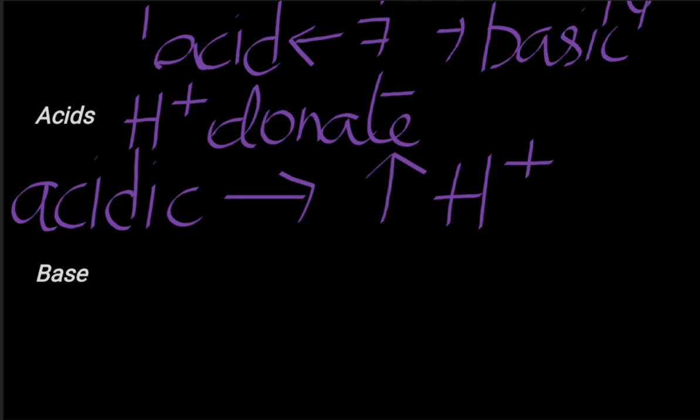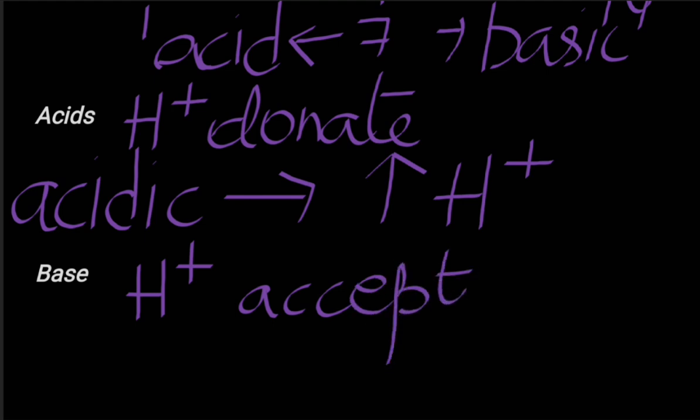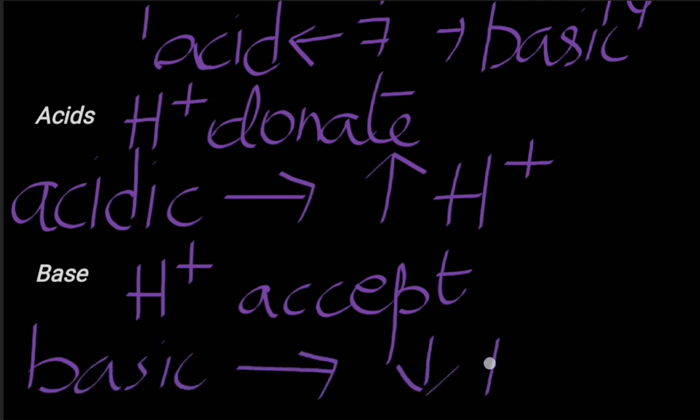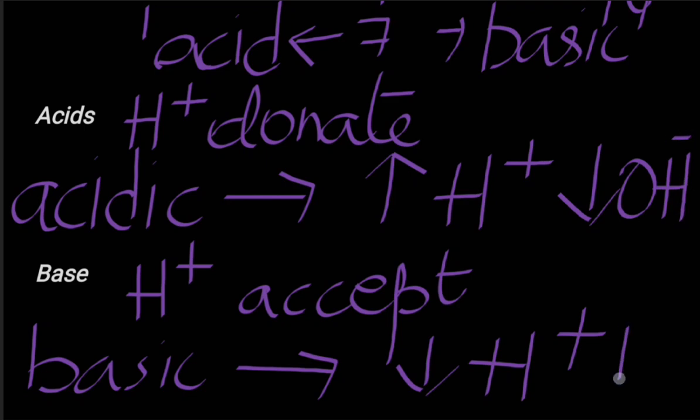Now when I talk about a base, it will accept H plus. And then if I talk about a basic solution, then it will be very less in H plus ions, right? We all know that a basic solution will have more hydroxyl groups, and an acidic solution will have less hydroxyl groups. So this is just a basic concept, but I'm just trying to join the dots so that you can understand.